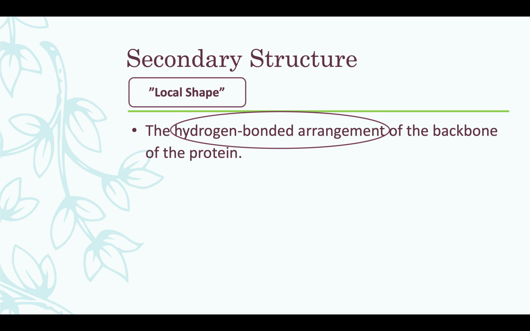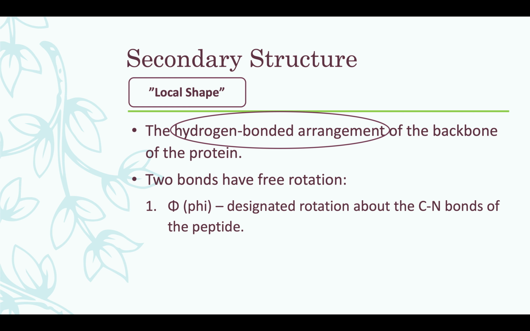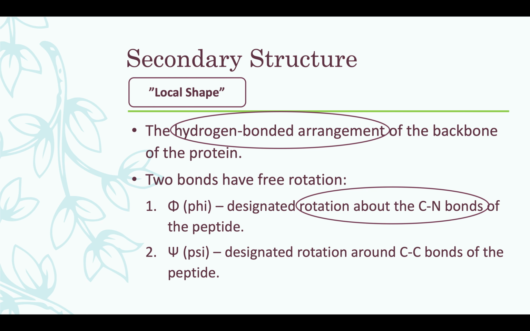The conformation of the protein backbone is influenced by the Ramachandran angles. You have your phi and psi. Your phi designates the angle of rotation between the alpha carbon and N, while your psi designates the angle of rotation between the alpha carbon and C.